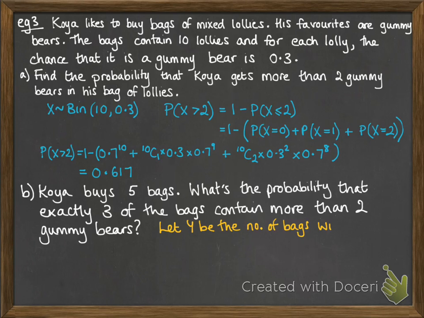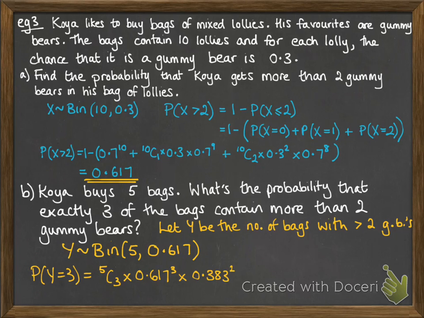Y is the number of bags with more than 2 gummy bears. So Y follows a binomial distribution with 5 trials because we've got 5 bags, and the chance of getting a bag with more than 2 gummy bears is what we just worked out in the previous part. So now we want the probability that you get exactly 3 bags with more than 2 gummy bears. So that will be that calculation there. And there's our final answer.